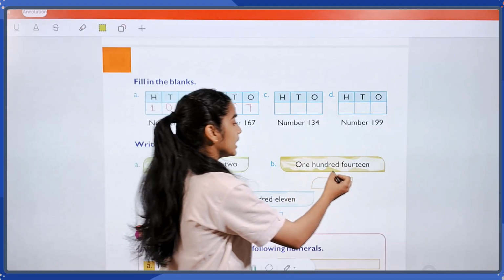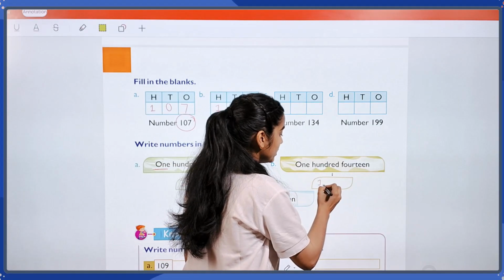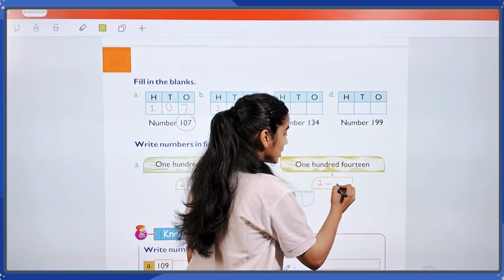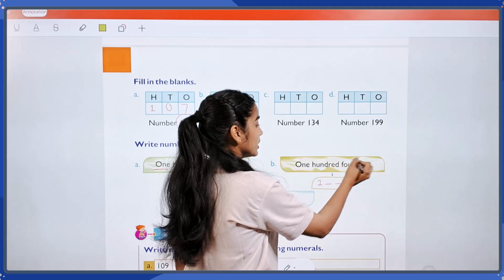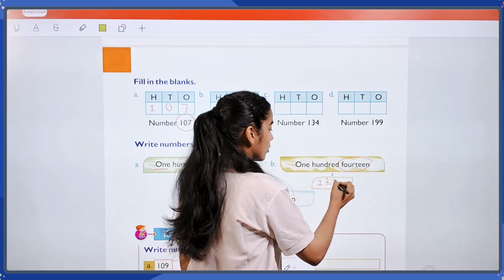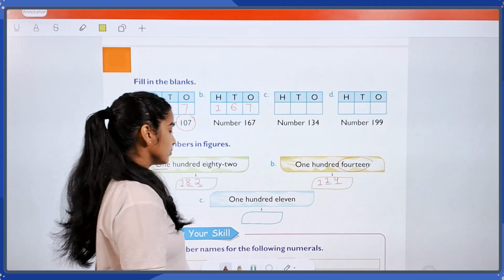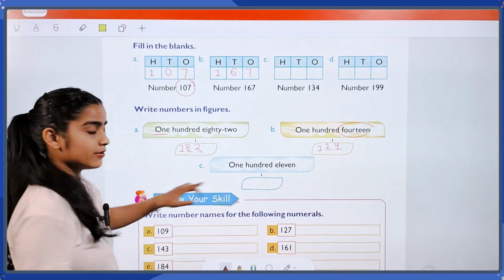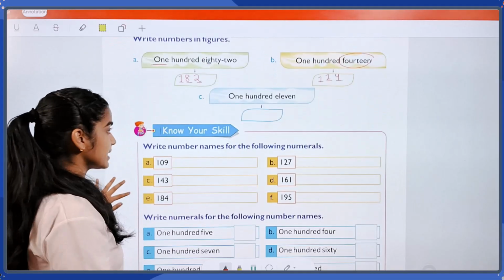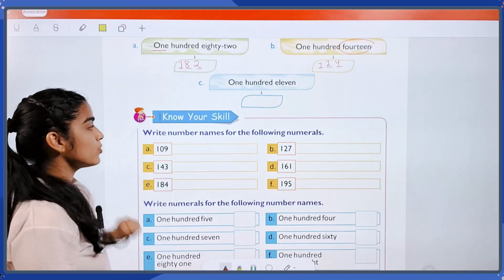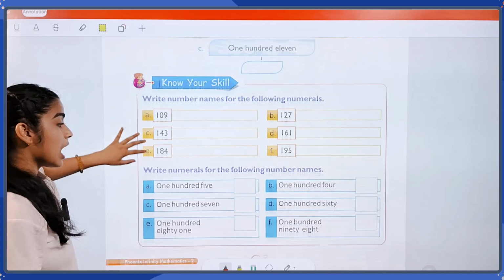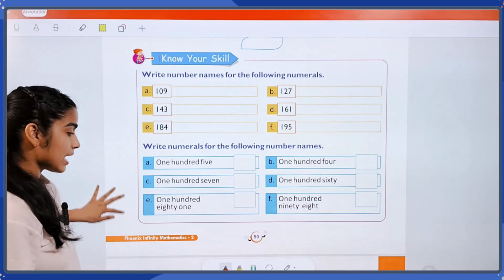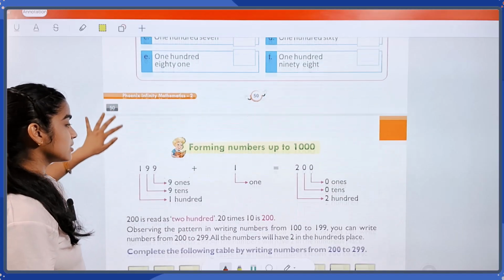Now 114. So first we write 1, and in 100 we have two zeros. Now 100, 114. 14 is 1, 4, 14. So this is the correct way to write it. Now you can write this question as I do similarly. Now know your skill. In this section, you have to evaluate yourself on how much you have learned till now. So answer this question quickly.